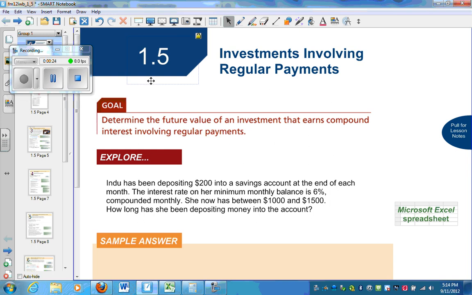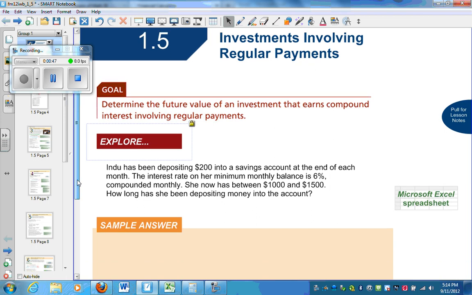Okay? So we're going to determine a future value of an investment that earns compound interest involving regular payments. So what that means is you have an investment and it earns interest on interest, plus you're adding $200 a month or $200 a year to it. So how much will that make? Okay, so here's our first example.